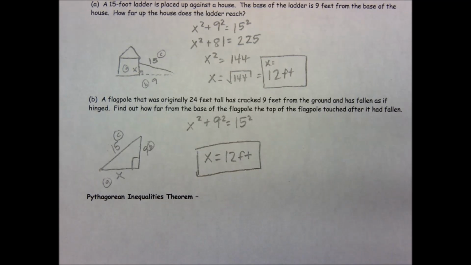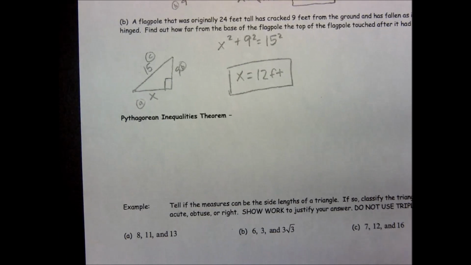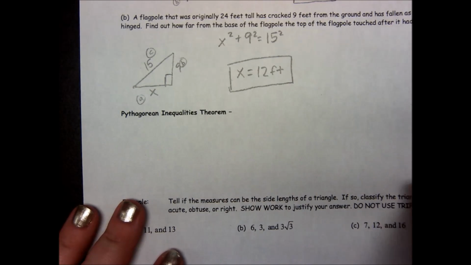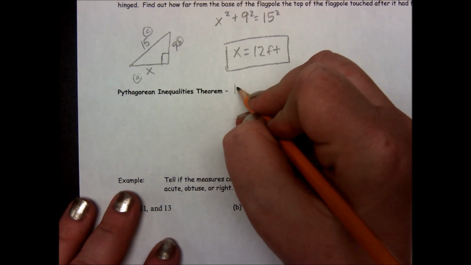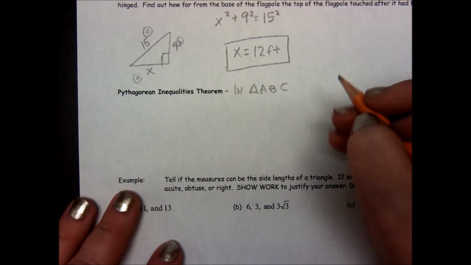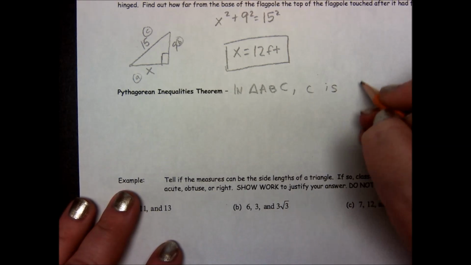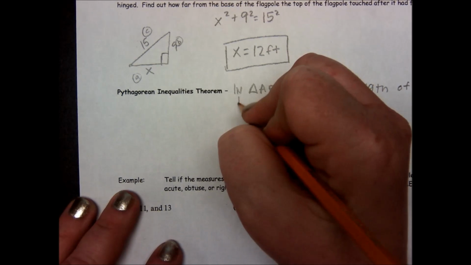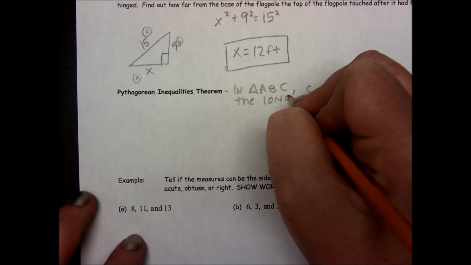Alright, so let's look at Pythagorean inequalities. So if a squared plus b squared does not equal c squared, then I know that my triangles are either right or obtuse. If it does equal c squared, then it is a right triangle. But if I have a triangle where c is the length of the longest side, which we know it is because it's across from the 90-degree angle, it's the hypotenuse normally, we have two options.